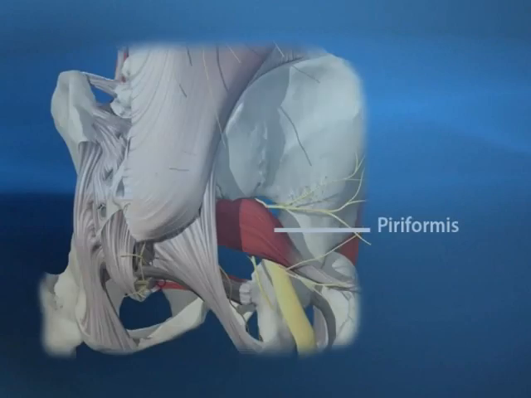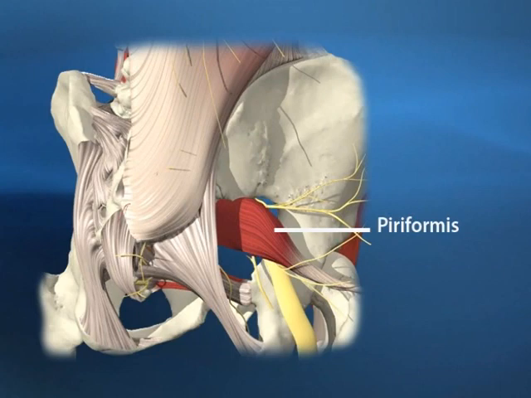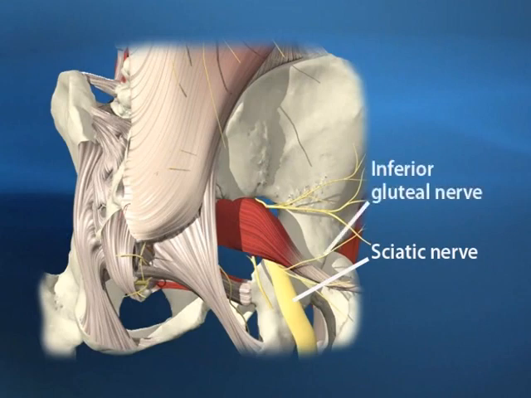There are several nerves near the piriformis muscle that can be compressed. The piriformis can compress the sciatic, inferior gluteal, or posterior femoral cutaneous nerves against the sacrospinous ligament. Fibrous bands within the piriformis can also compress these nerves.